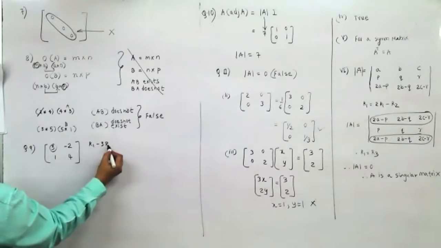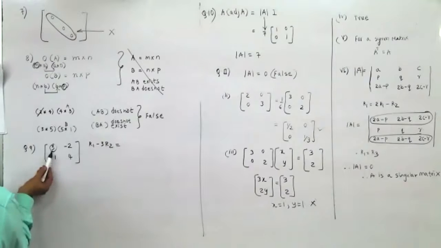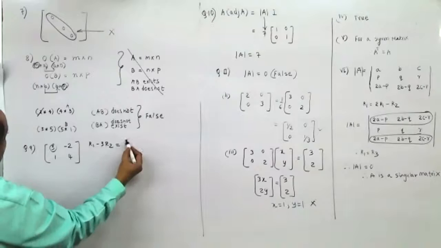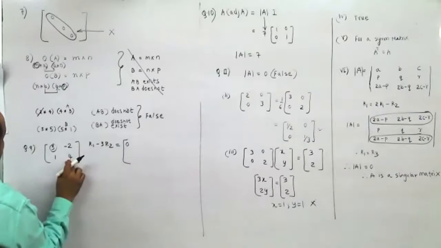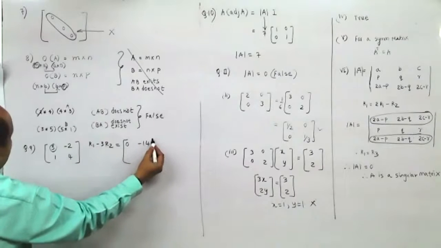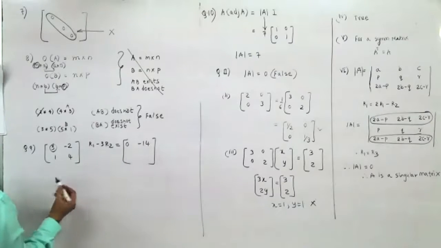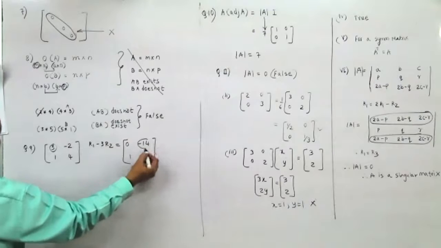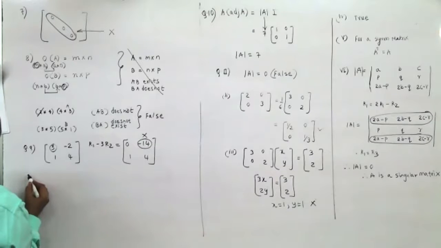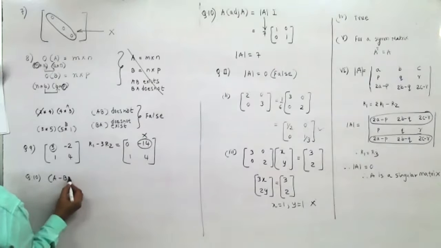Yes, sir. R1 minus 3 R2. So 3 minus 3 times 1, 0. Then minus 2 minus 12. So minus 14. And this would be 1, 4. This is wrong. Followed? Yes, say.